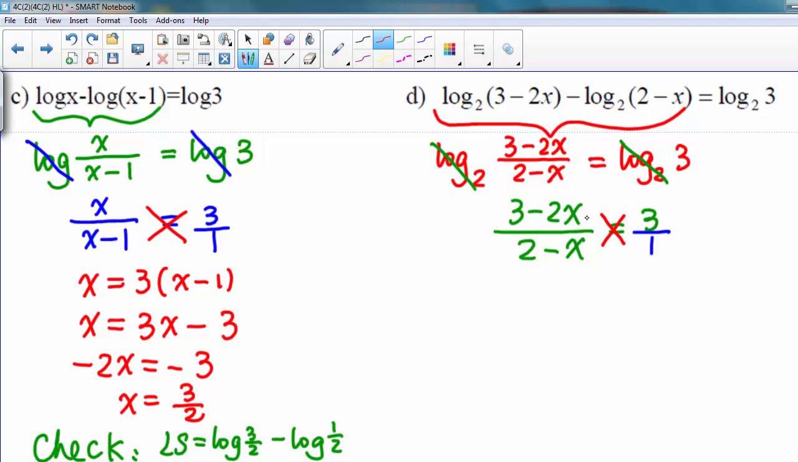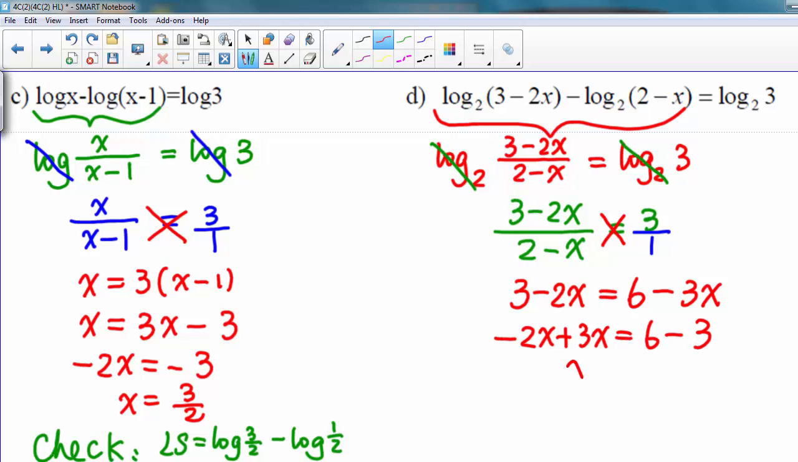1 times 3 minus 2x is 3 minus 2x. 3 should be multiplied by brackets 2 minus x. Don't forget to put on the pair of brackets for the denominator. So 3 times 2 is 6, minus 3 times x is 3x. So isolate the x from the numbers. So it's negative 2x plus 3x equals 6 minus 3, which is x equals 3.